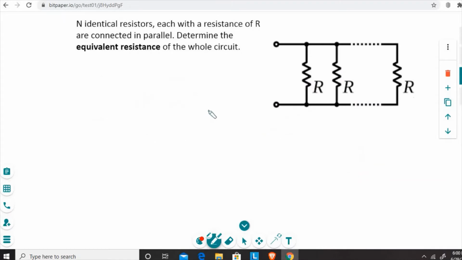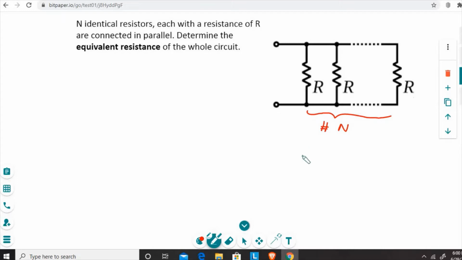Now, another important thing is when there are n number of resistors. Let's say, for example, here you have identical resistors. Each one has a resistance R, and there are n number of resistors. So there are n number of identical resistors in parallel with one another. So when you see a connection like this, it's parallel.